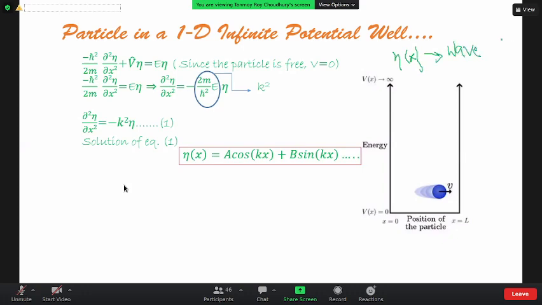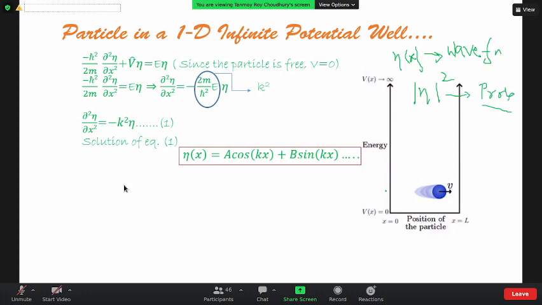Yes, sir. And then what will mod of eta square represent? You remember that? Probability. Very good. Mod of eta square is going to represent the probability of finding the particle. Am I right? Yes, sir.